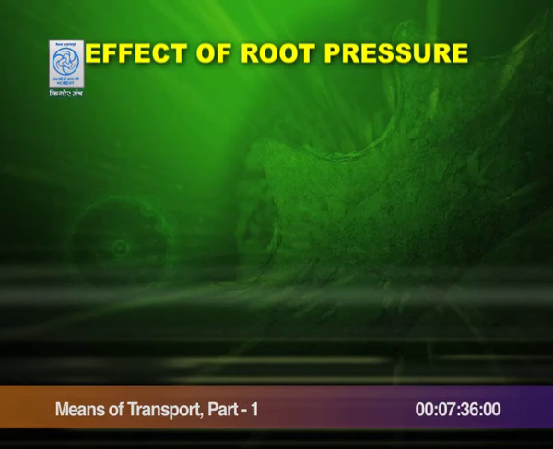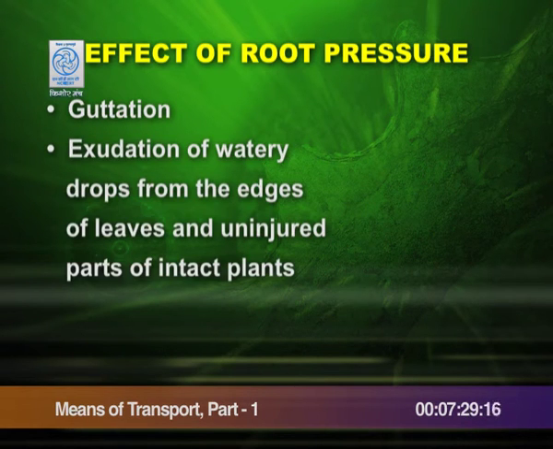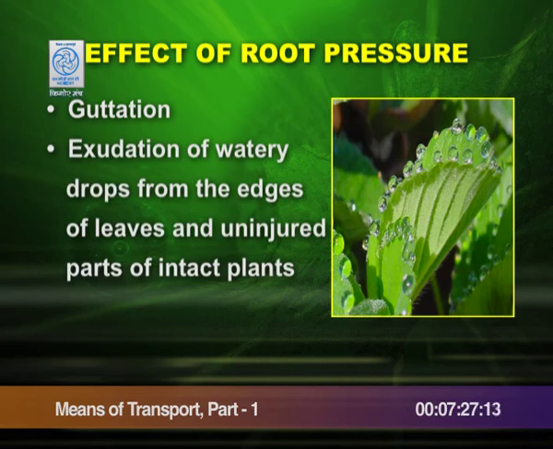Now, let us study the effect of root pressure. Have you ever seen a nasturtium leaf? Early in the morning, you can see some drops of water. What is that process called? Yes, the process is called guttation. So, we define guttation as the exudation of watery drops from the edges of leaves and uninjured parts.